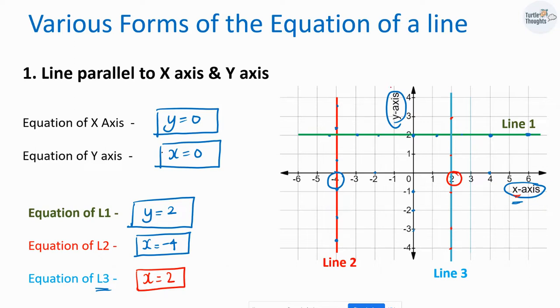For example, if I consider y-axis, on the y-axis the value of x is not going to change, so I can tell that the equation of y-axis is x is equal to 0. Similarly, on the x-axis the value of y is not going to change, so the equation of the line x-axis can be written as y is equal to 0. Similarly, I have considered the equation of L1, L2 and L3 respectively.